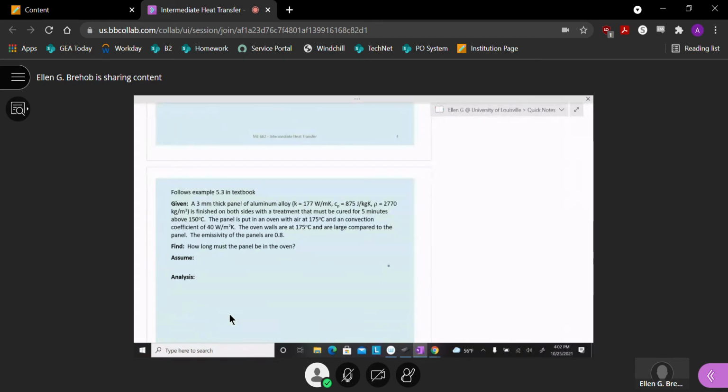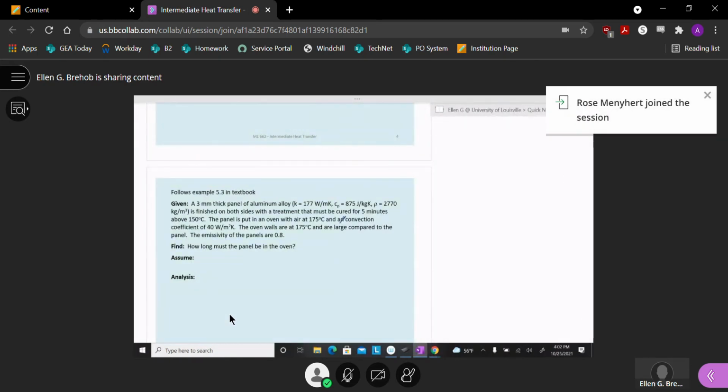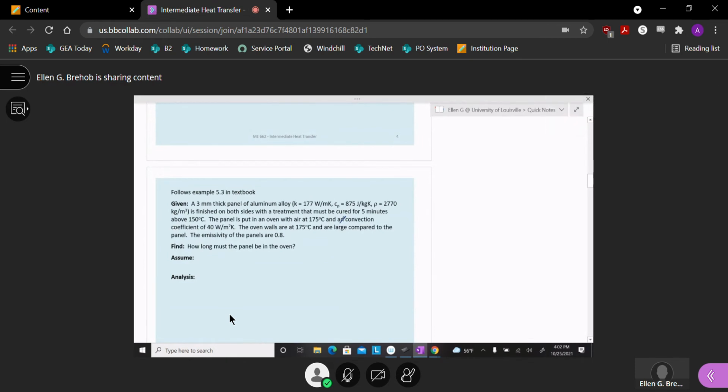Okay. So this problem has a 3 millimeter thick panel of aluminum. The properties are given. It's finished on both sides with a treatment that must be cured for 5 minutes above 150 degrees C. The panel is put in an oven with air at 175 degrees C and a convection coefficient of 40 watts per meter squared Kelvin. The oven walls are at 175 degrees C and are large compared to the panel. The emissivity of the panels is 0.8, and the problem statement is then how long do the panels need to be in the oven?